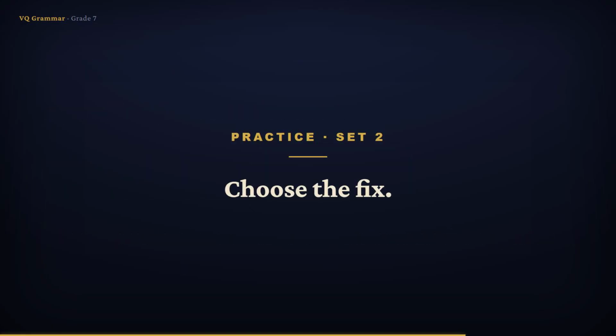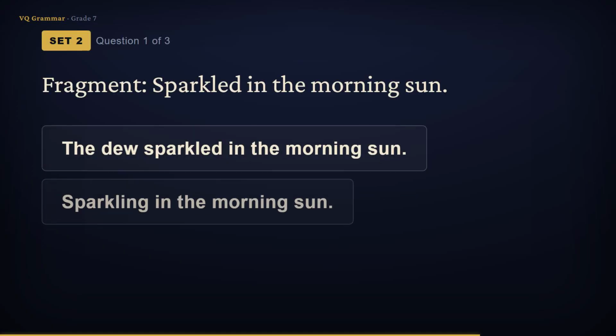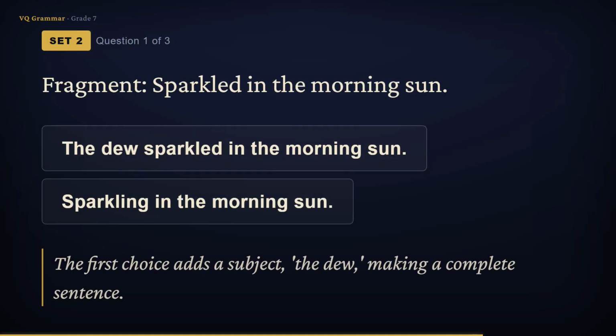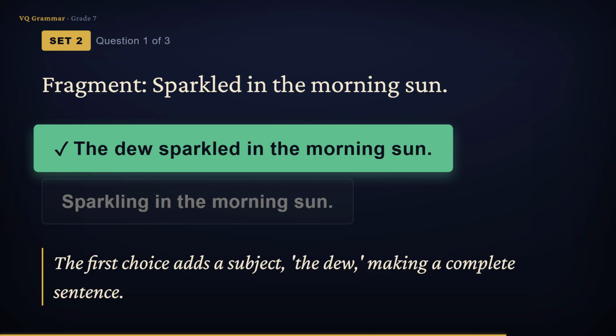In the second set, every item starts as a fragment. Your job is to pick the choice that turns it into a complete sentence. Pause and decide which fix works before I explain. Sparkled in the morning sun. This fragment is missing a subject. Who or what sparkled? The first choice supplies one. The dew sparkled in the morning sun. That gives us a subject, a predicate, and a complete thought. The second choice is still just a phrase, so the answer is the first choice.